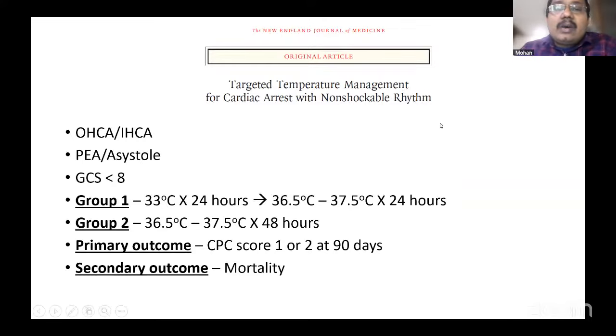So that's why in the Hyperion trial they wanted to see how targeted temperature management fares in terms of non-shockable rhythm. So they have taken out of hospital or in hospital cardiac arrest, with non-shockable rhythms, pulseless electrical activity or asystole, with a GCS less than 8, randomized into 2 groups: 33 degrees for 24 hours, followed by normothermia for 24 hours, and group 2, 36.5 normothermia for 48 hours. The primary outcome they look at is cerebral performance category 1 or 2, which is a good neurological outcome at 90 days. And the secondary outcome is mortality.